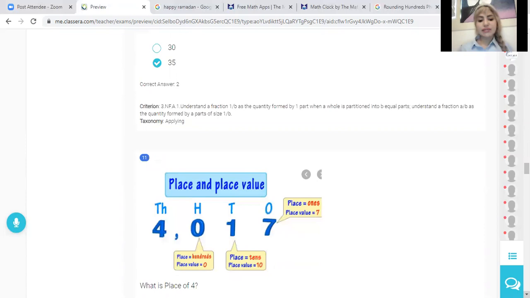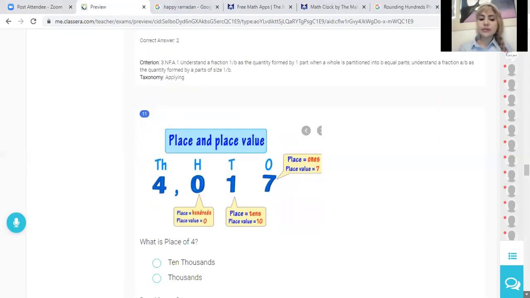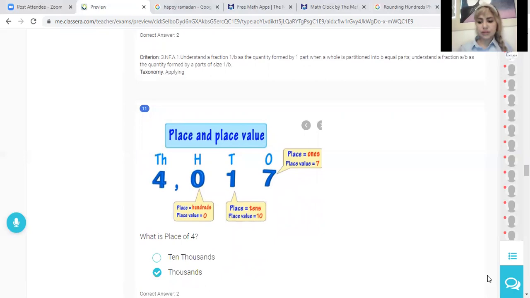Place and place value. If this is 4,017, what's the place value of 4? If this is ones, tens, hundreds, this is of course thousands or 10,000s. No, it is thousands.